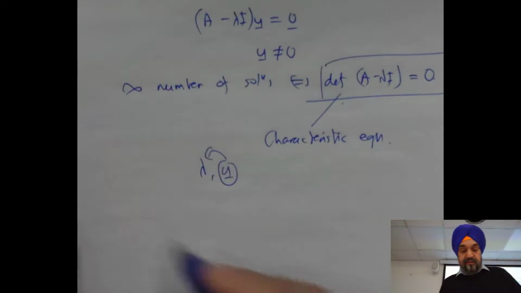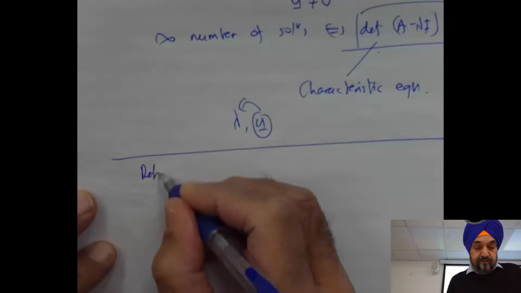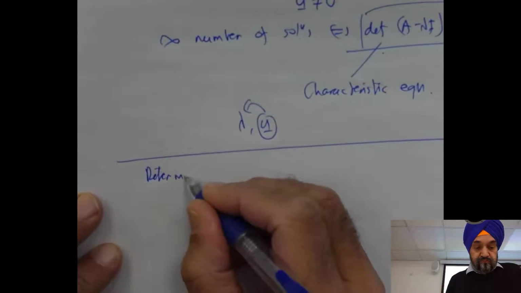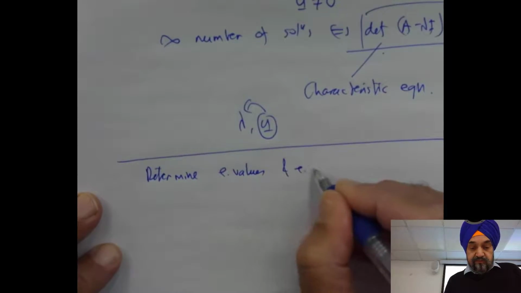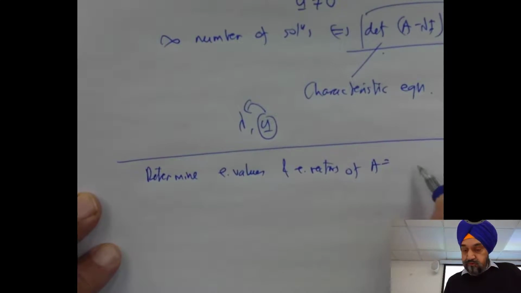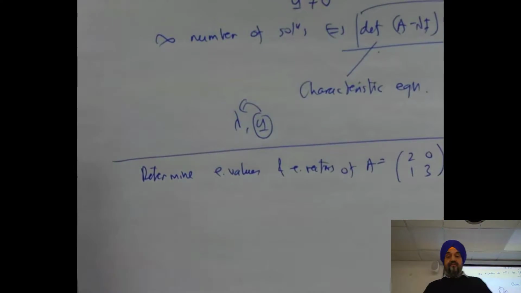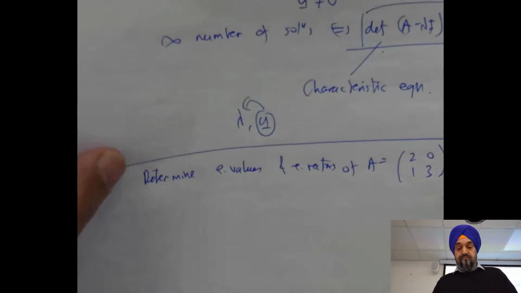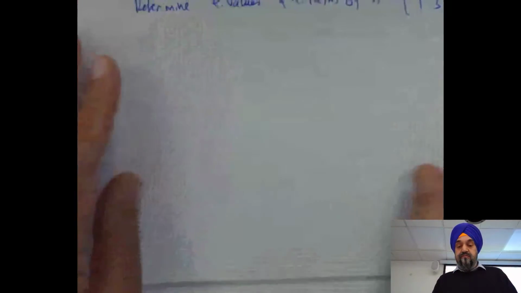Determine the eigenvalues and eigenvectors of A, which is equal to 2, 0, 1, 3. So how do we find the eigenvalues and eigenvectors of this matrix here? How do we do this?